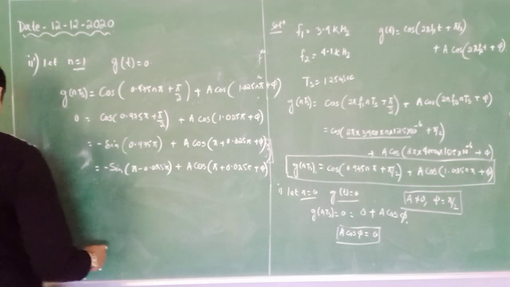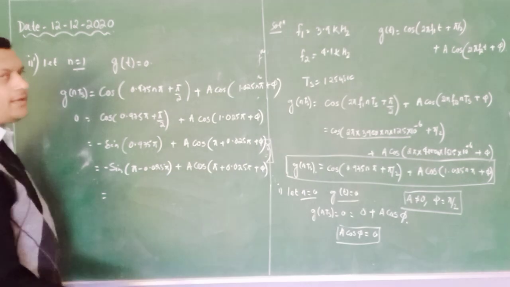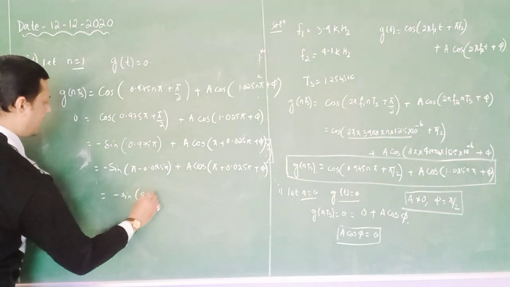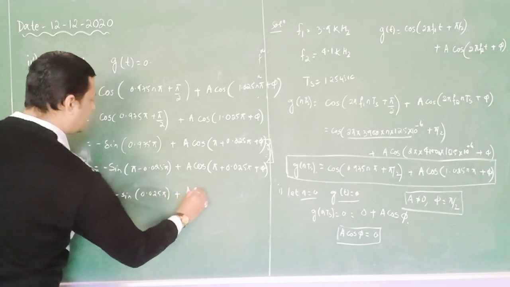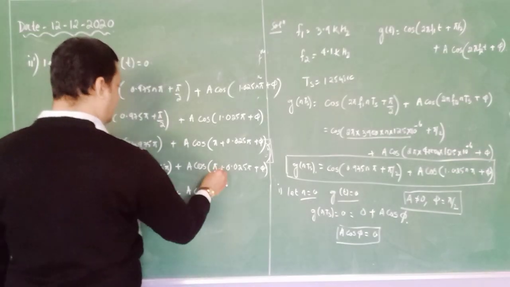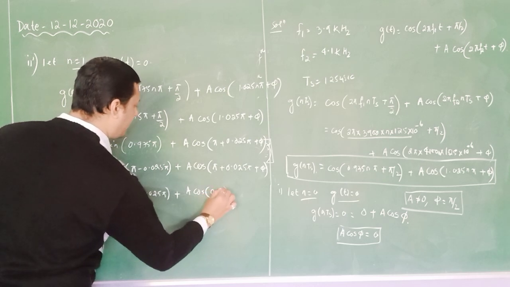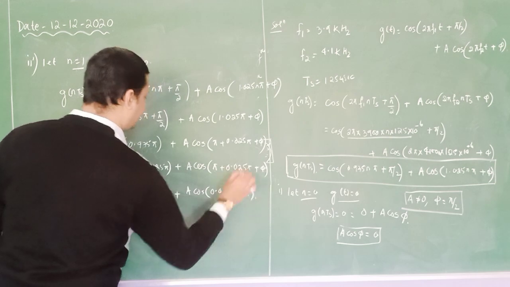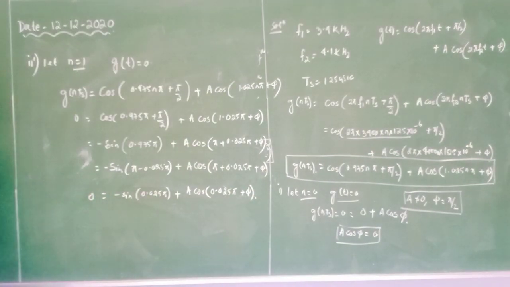Now in this particular case, sine of pi minus theta is sine theta. So it is minus sine of 0.025 pi plus a cos, and cos of pi plus theta is cos theta. So it is 0.025 pi plus 5. Done.